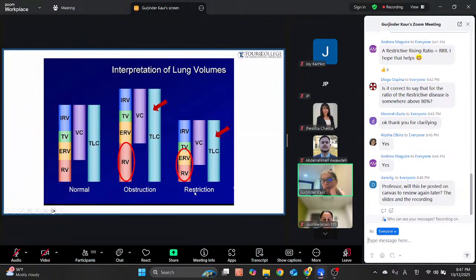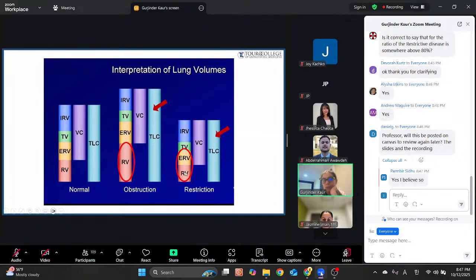Now, if you look at the restrictive disease, since they are having a hard time keeping the air inside the lungs, their ERV and RV are much reduced. Is it making sense? Are you guys getting my point?